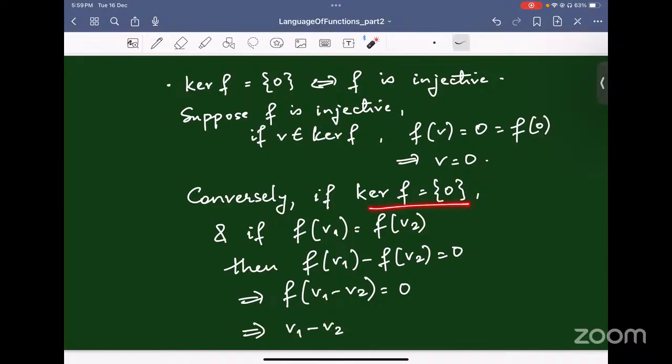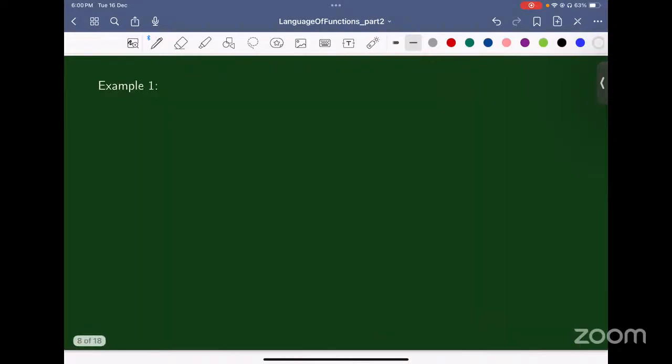That's what kernel f being singleton 0 tells us. So this implies v1 minus v2 is 0, which implies v1 equals v2. So we started by saying let f of v1 be equal to f of v2, and the definitions took us to the conclusion that v1 must be equal to v2. Hence proved. Moving on, let's look at a couple of examples.